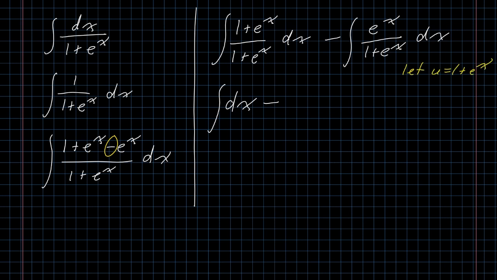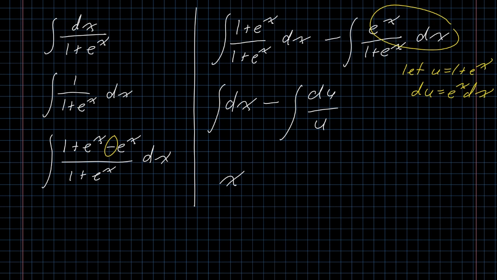I can do a u substitution. Let u equal 1 plus e to the x. du is going to be e to the x dx. And that e to the x is the reason I couldn't just jump in with a u substitution in the first place. I needed to have the e to the x with the dx there in order to make the substitution work.